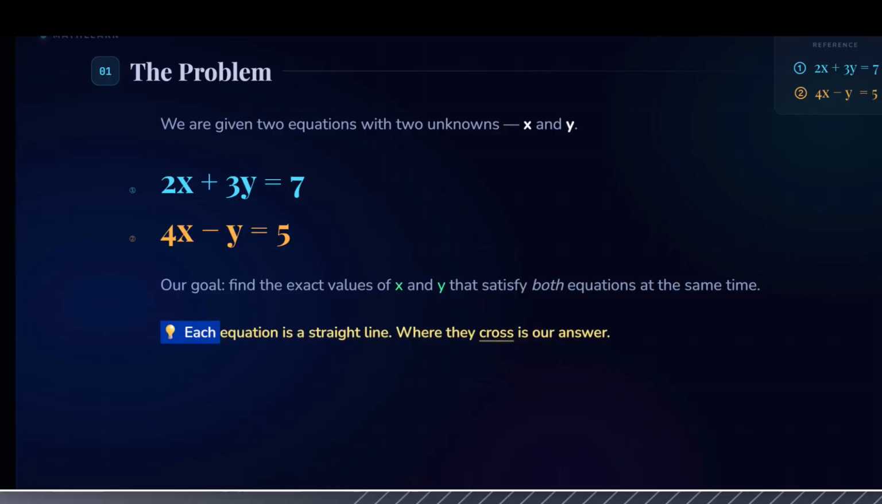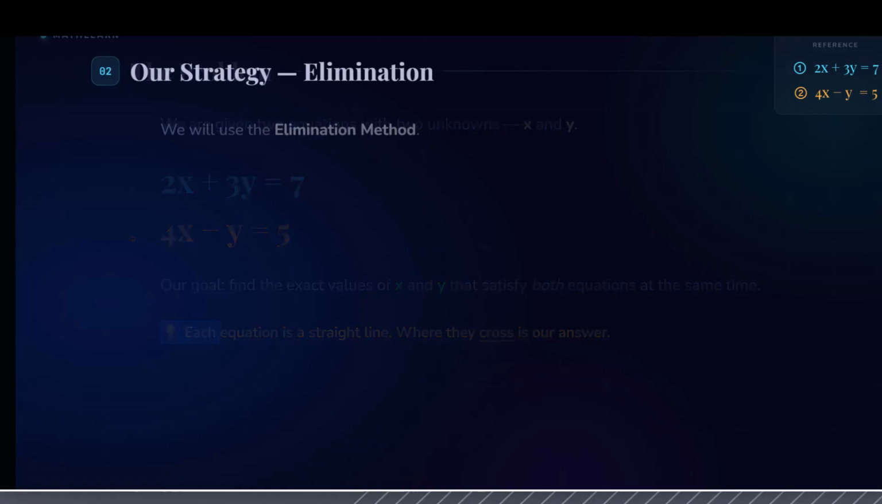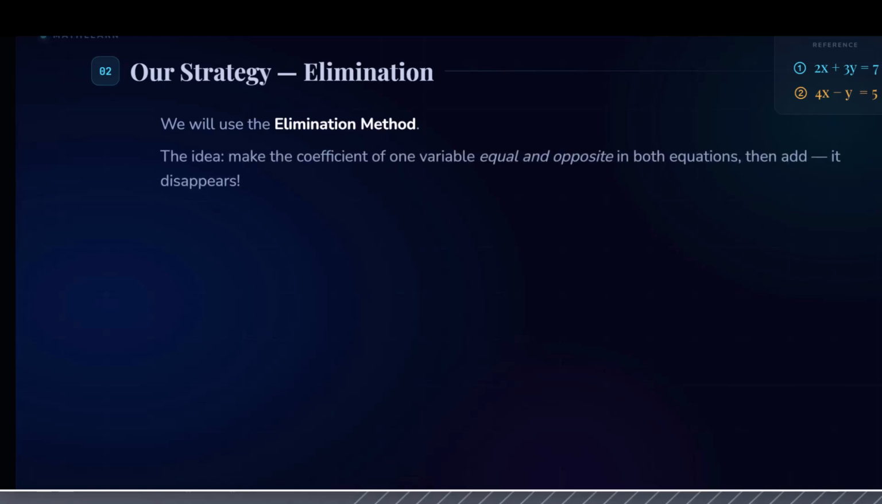Think of it this way, each equation is a straight line on a graph. The point where they cross is the answer. We will use the elimination method. The idea is simple, make the coefficient of one variable equal and opposite in both equations, then add them together, that variable disappears.